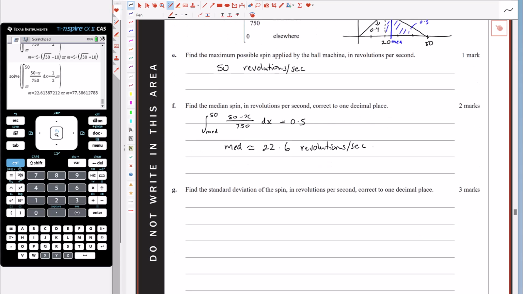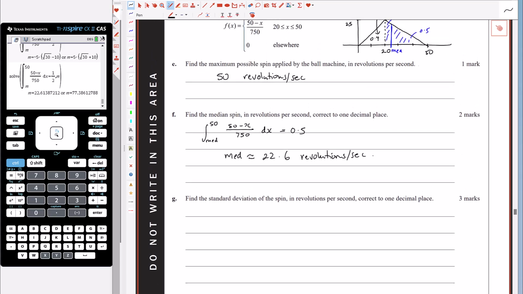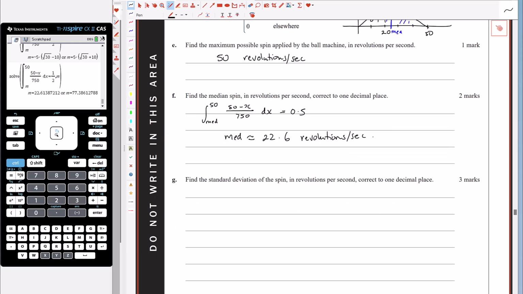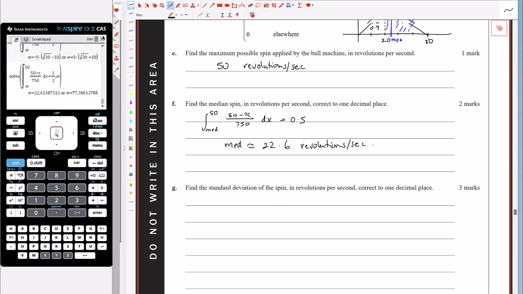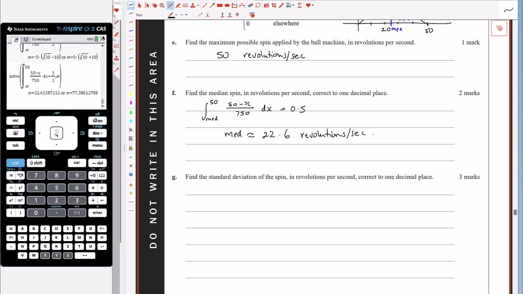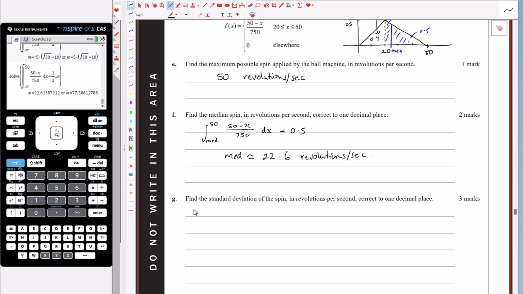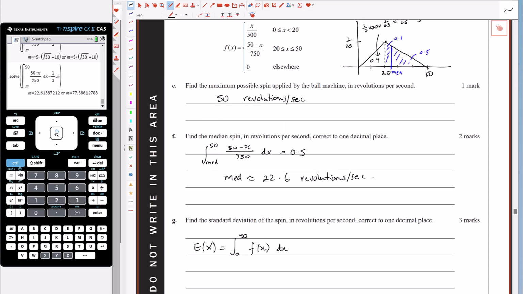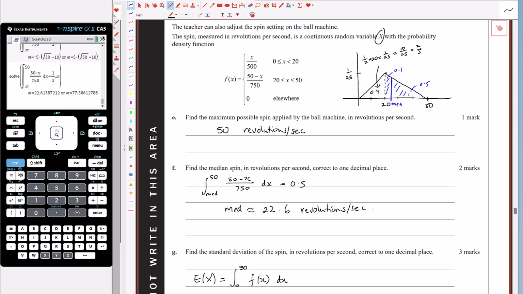Find the standard deviation of the spin in revolutions per second, correct to one decimal place. Okay, so for the standard deviation we're going to need variance first, and to find variance we're going to need expected value of x squared and expected value of x. So let's work out lots of things. The expected value of x is the integral from 0 to 50 of f of x. Now the CAS used to be good at integrating piecewise functions, and I'm pretty sure it's not anymore, but let's try it because it's going to make things much quicker for us.